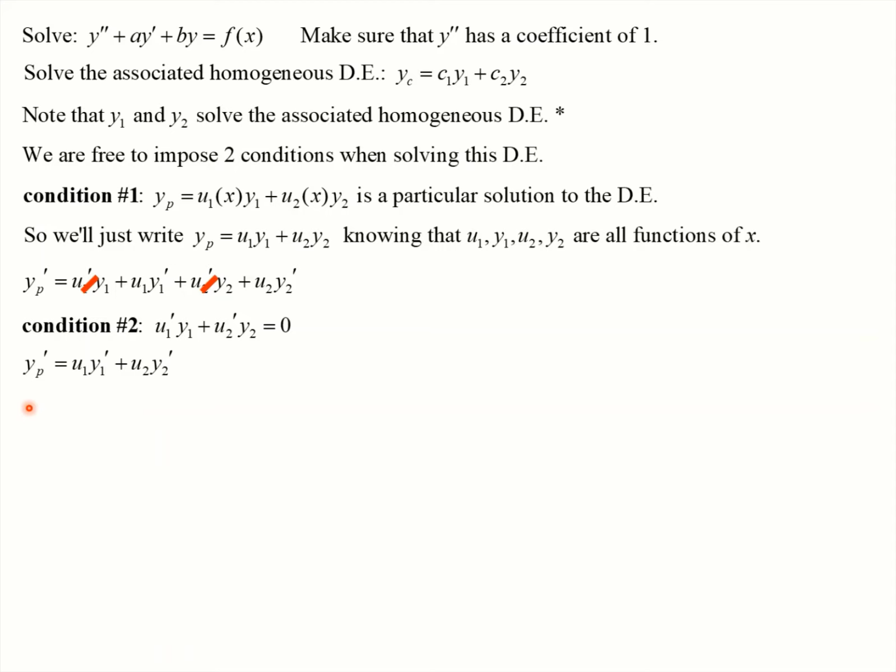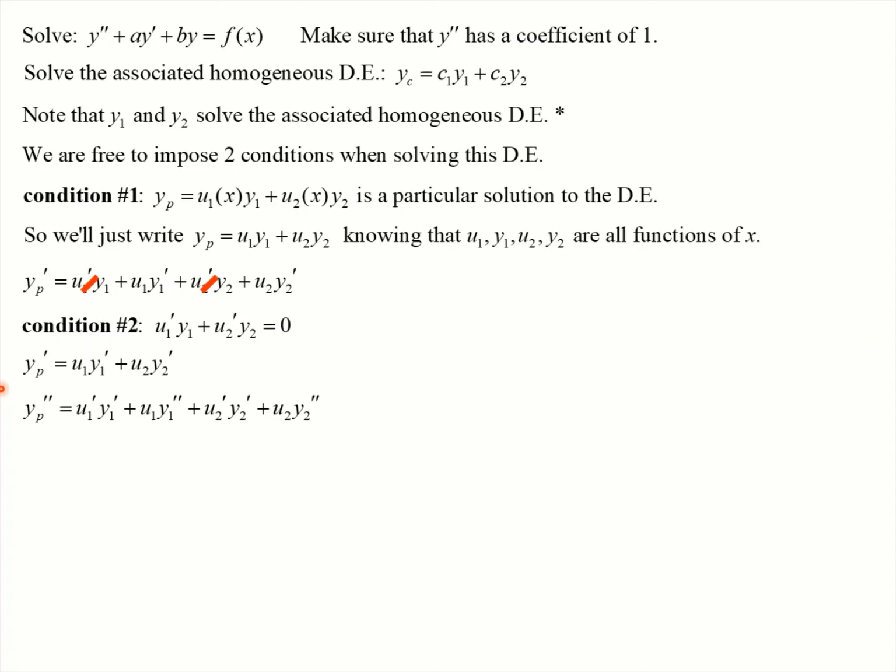It looks like I'm cooking the books. I have no more wiggle room, and this will solve differential equations. So I don't have any more freedom to impose any other conditions. So I'm going to go ahead and take the next derivative, which would be y sub p double prime. I'm going to do two applications of the product rule. And so there they are.